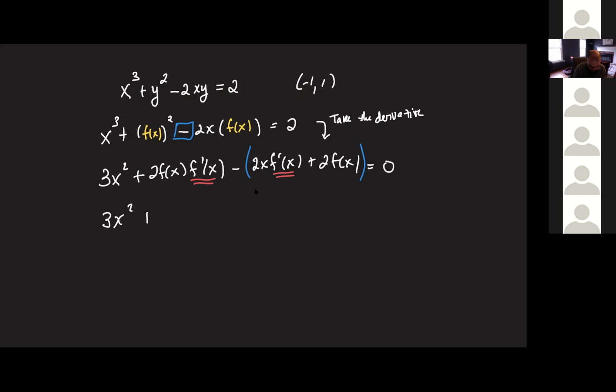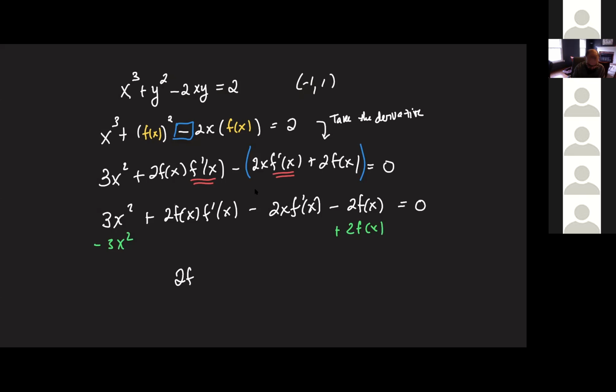So 3x squared plus 2f of x, f prime of x, minus 2x, f prime of x, minus 2f of x equals 0. I distributed that negative, and now I'm going to add my 2f of x over to the other side, and subtract my 3x squared over to the other side. What I'm left with is 2f of x, f prime of x, minus 2x f prime of x is equal to 2f of x minus 3x squared.